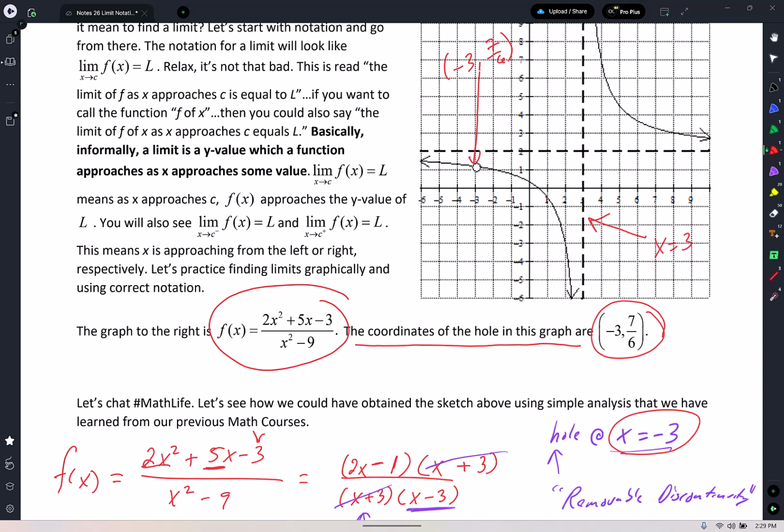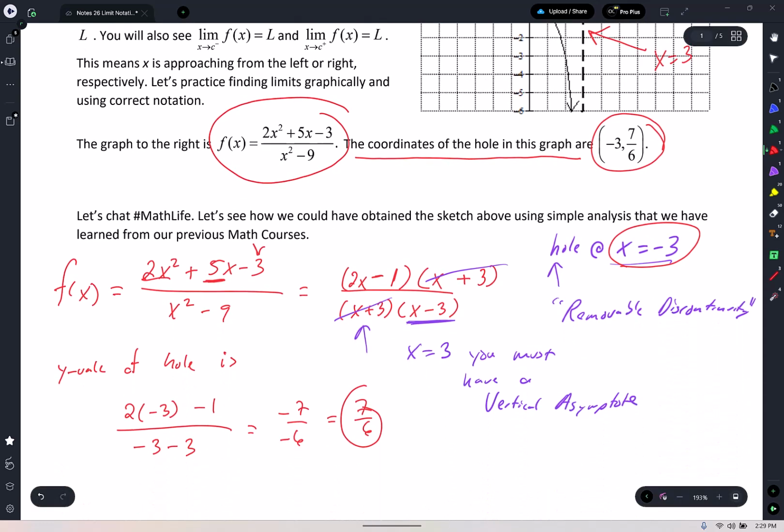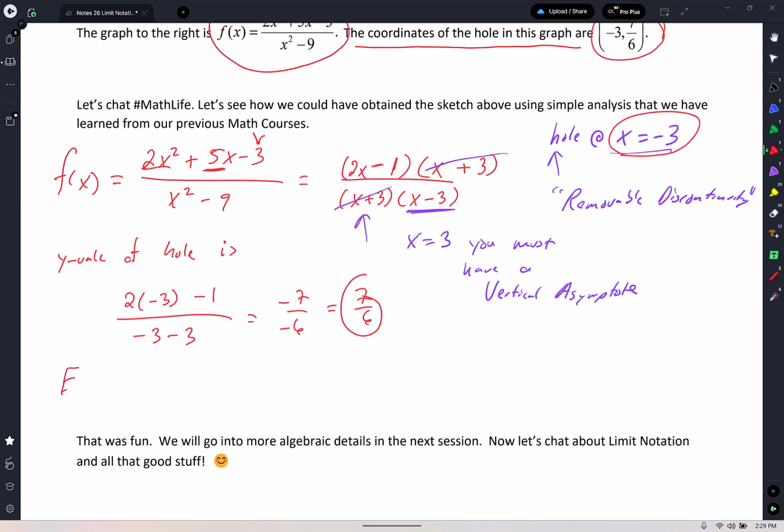End behavior. Look at this dashed line at y equals 2. Do you guys remember what's called end behavior? Sometimes they abbreviate it with EB. The end behavior of this function, 2x squared plus 5x minus 3 over x squared minus 9.